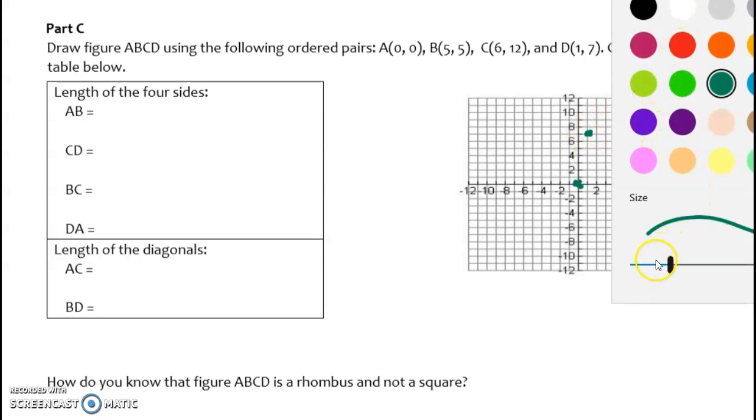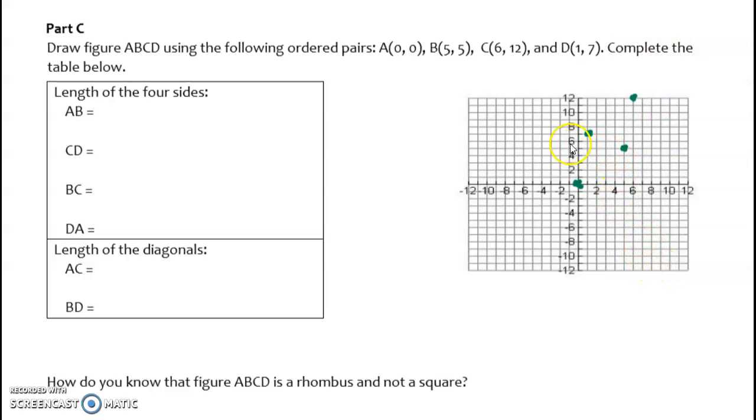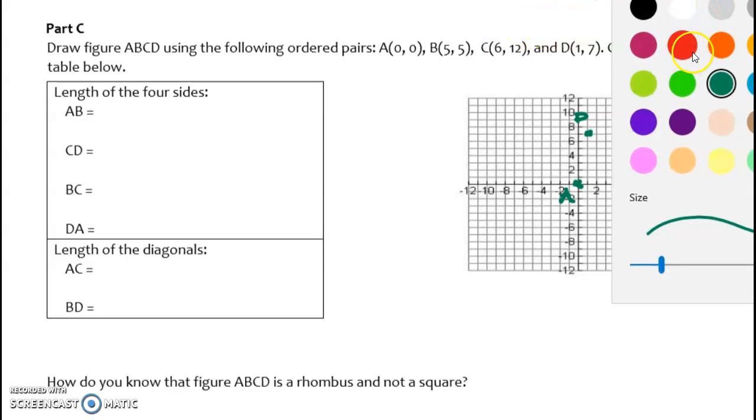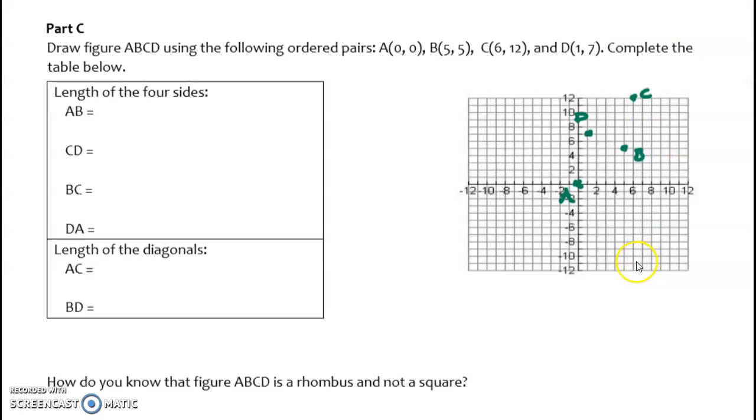Can we scale this down a little bit? Yeah, there we go. All right, so A's down here, B was here, C was here, and D was here. Okay, so it definitely looks like a shape. And since the graph's real small, I'm just going to go with the formula, just get the lengths of each side and go with that. Okay, let me connect them a little bit better.